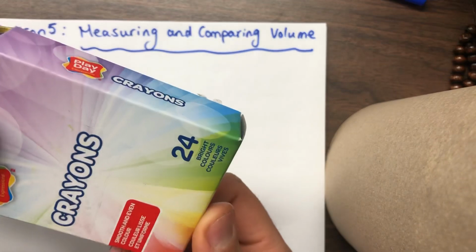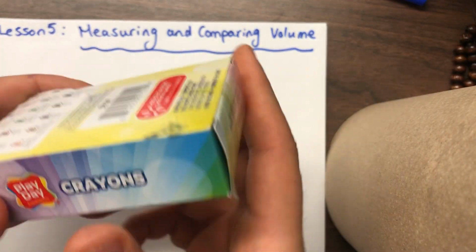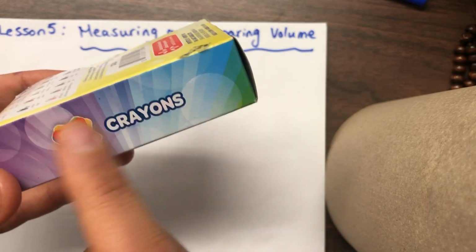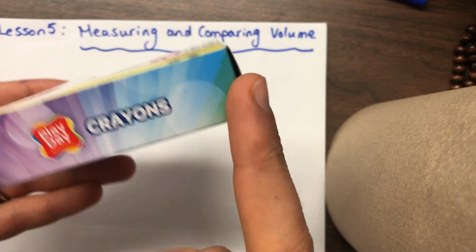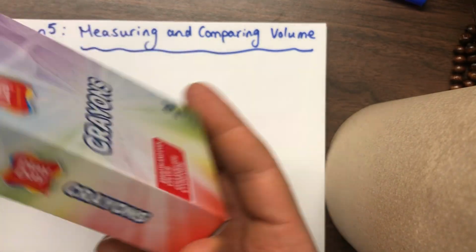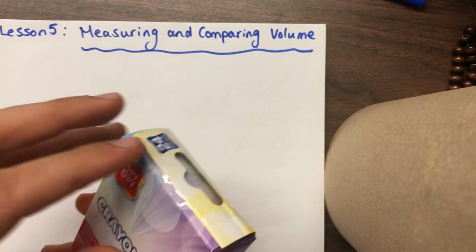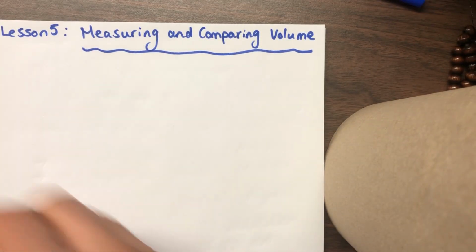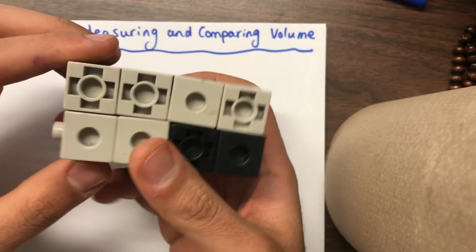So let's say we got this crayon box. So what is the volume? It's the amount of space that the object occupies. So this is the object. Whatever fills in this whole entire crayon box would be the volume of this crayon box. So the entire thing. We will be working today with linking cubes in order to determine the volume.